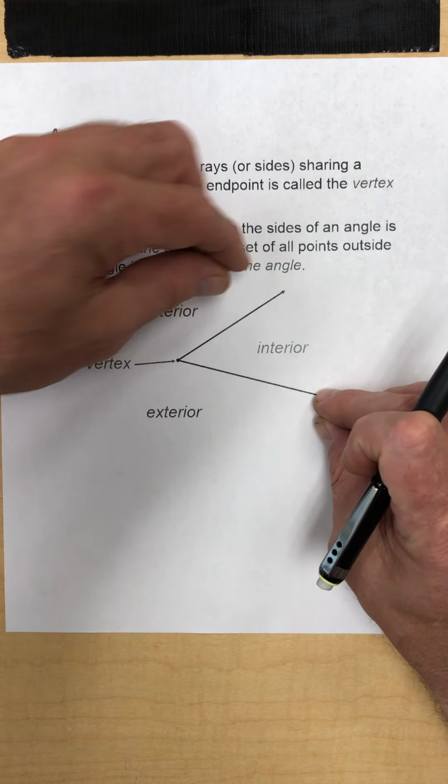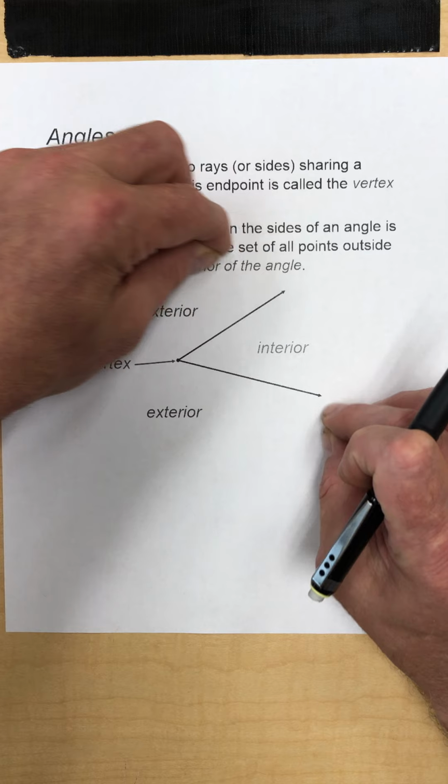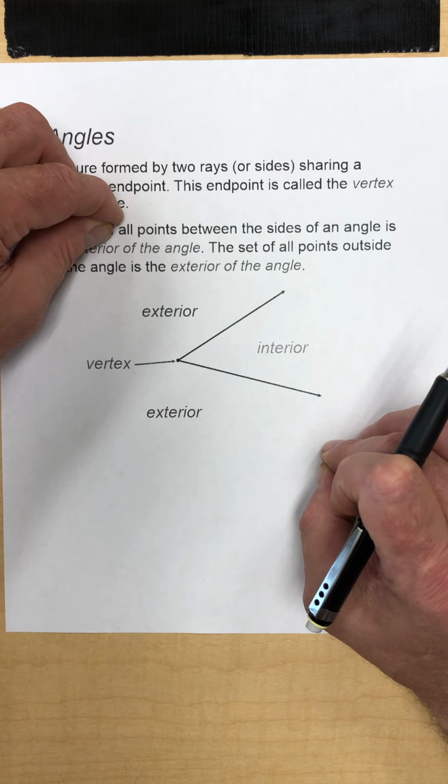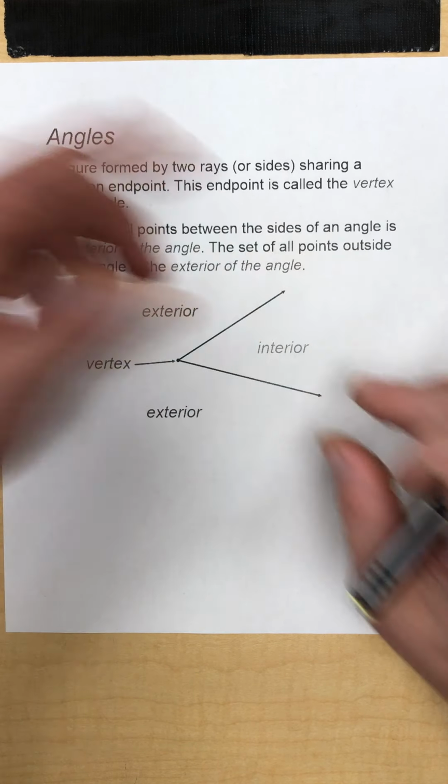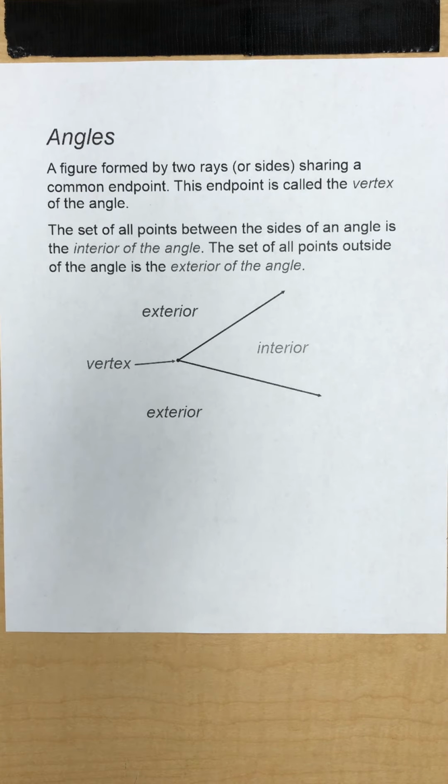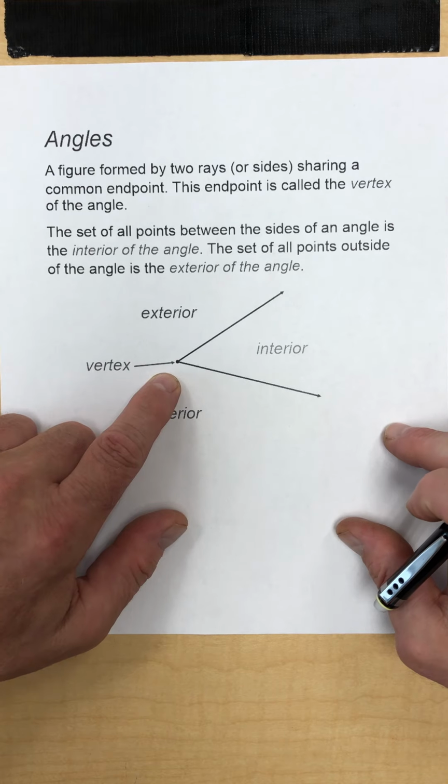It acts like a hinge, so we could pull these two sides or rays further apart, or we could push them further together, to make a whole bunch of different angles. So we have the vertex.